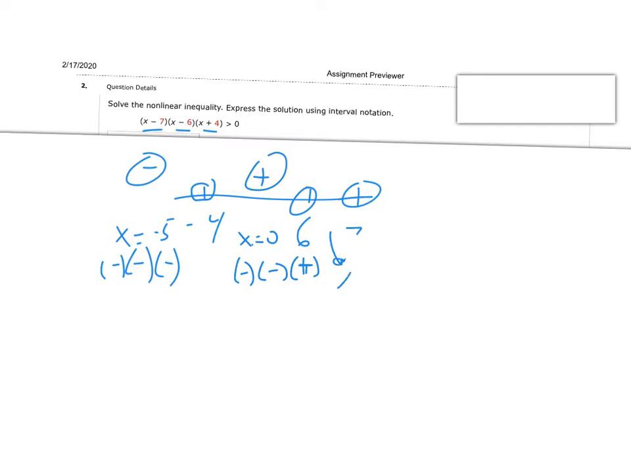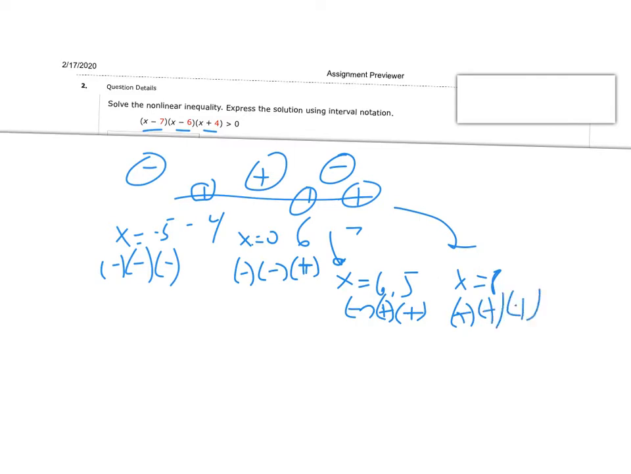In here, I'll go ahead and use 6.5. And for 6.5, it's going to come out negative, positive, positive. So that'll be negative. And then out here, I'll use x equals 8. So it's going to be all positives. So that's going to come out positive.